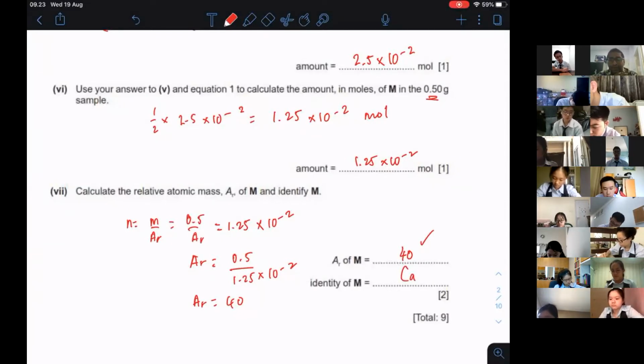So take note, overall it is 9 marks, and now we will also see some other questions as well. This one I will stop recording.